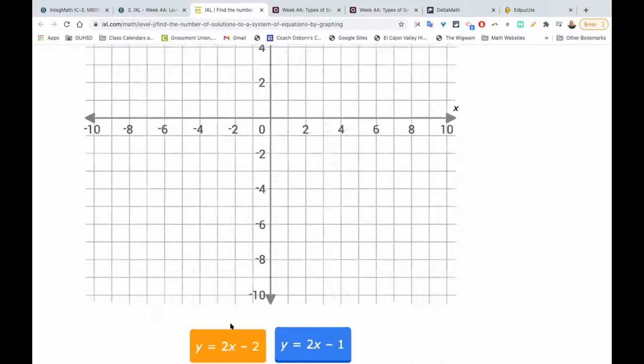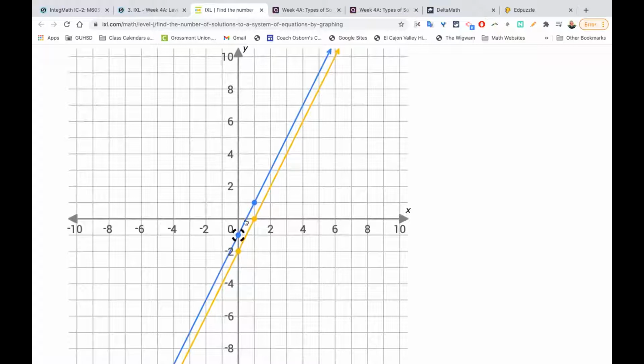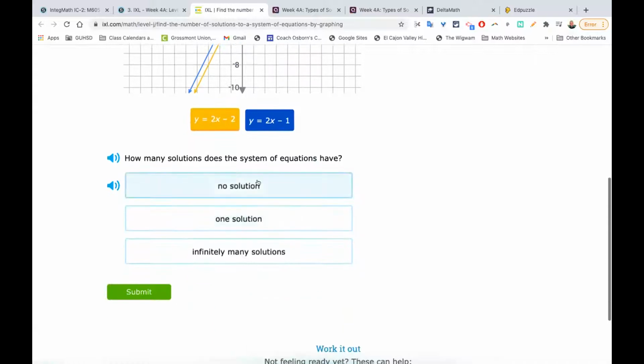Okay, I'm going to start with 2x minus 2. So start at minus 2. The slope is up 2 over 1. Now to graph the second equation, you have to click on the button to switch over. That's what's different from Delta Math. Delta Math lets you do them all without having to click a button. In IXL, you need to click that before you do the next one. The next one is minus 1, but it's the same slope, up 2 over 1. And look, they're not intersecting. They're not crossing, they're not touching. So here, you'd select no solution.